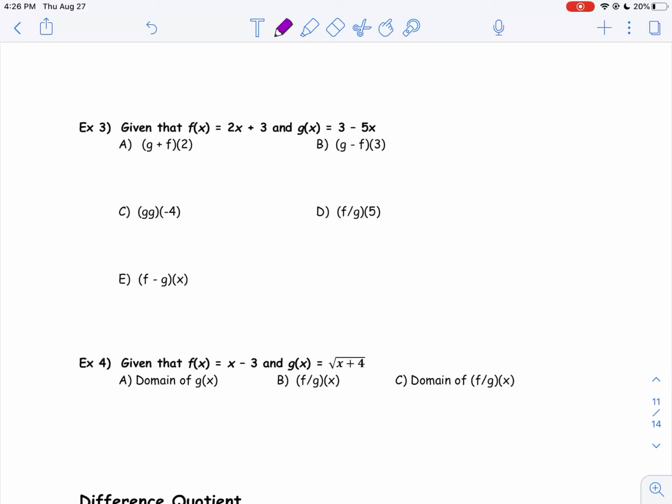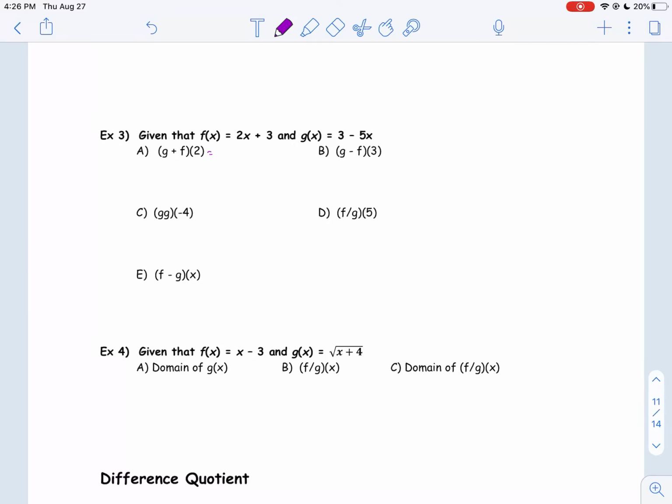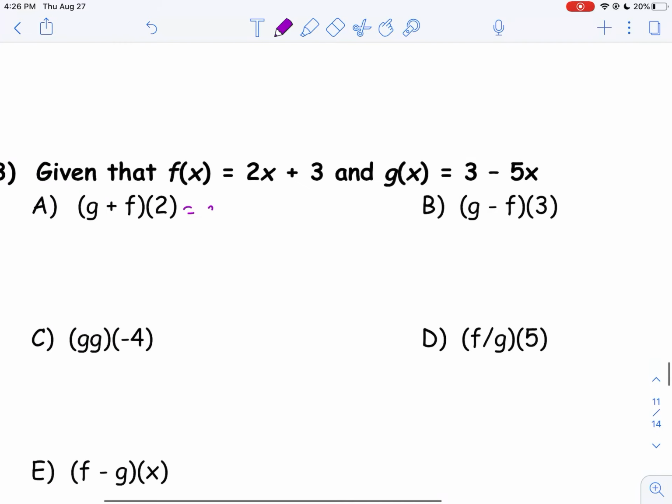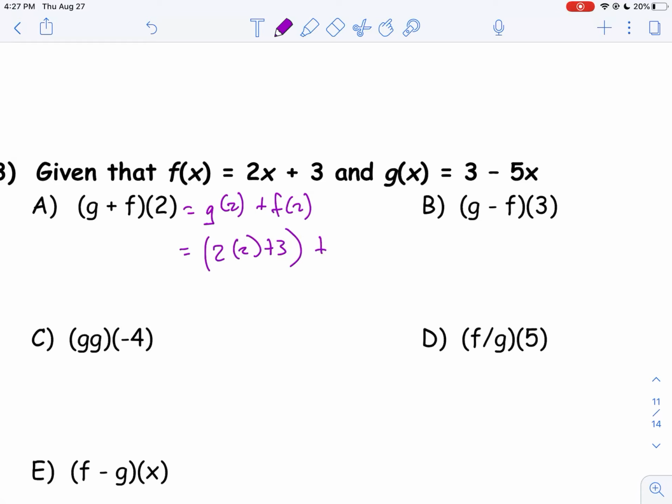All right, some more practice here. Feel free to pause the video and then skip ahead and see the answers. Since I don't know g of 2 and f of 2, I'm just going to write this all out at once. Did I do that backwards? I did.